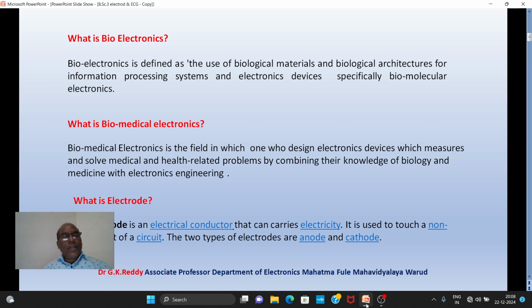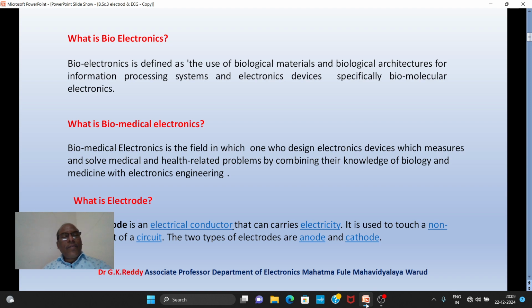What is an electrode? We want to detect the signals from the human body. For that purpose, we require different types of electrodes. These electrodes are nothing but sensors which can be directly touched to the body, and whatever signals are generated can be detected by using these electrodes.